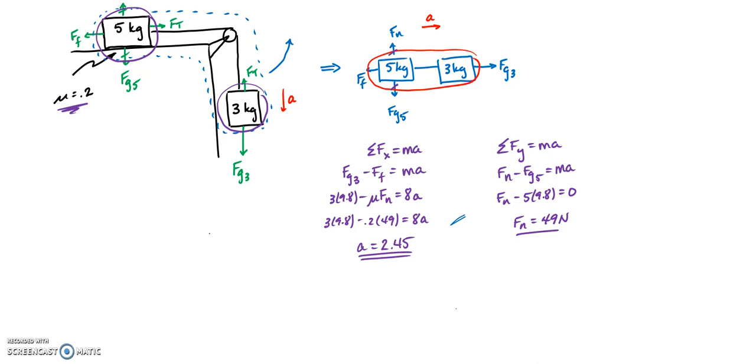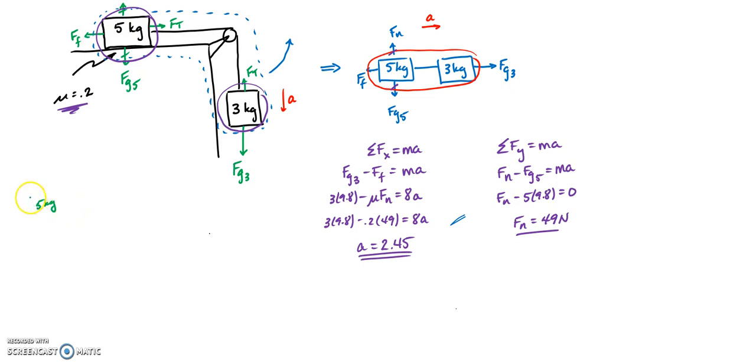Okay, so I'm going to need some more colors out here. What color feels good today? I'll go green. We haven't done green in a while. Okay, so let's just do it for the 5. So this is for the 5 kilogram block.